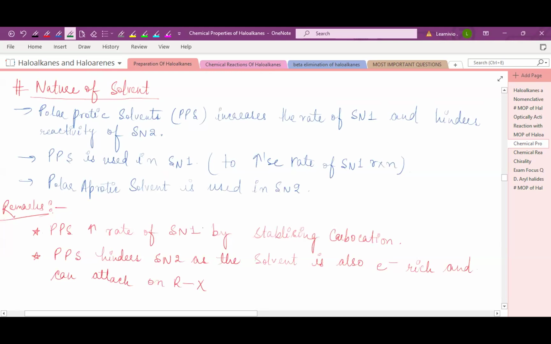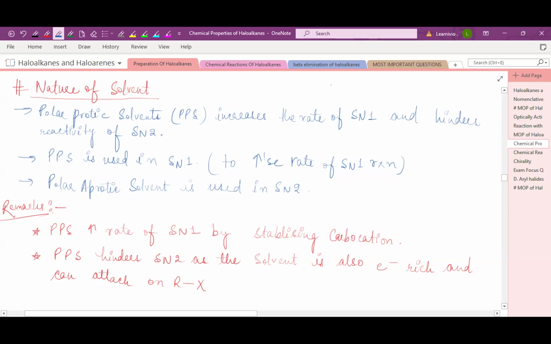Okay, next. Nature of solvent. In the nature of solvent there are two types of solvent. Polar protic solvent, and the second is polar aprotic. Now, what is a polar protic solvent? Polar protic solvent means there will be polar. What does polar mean?